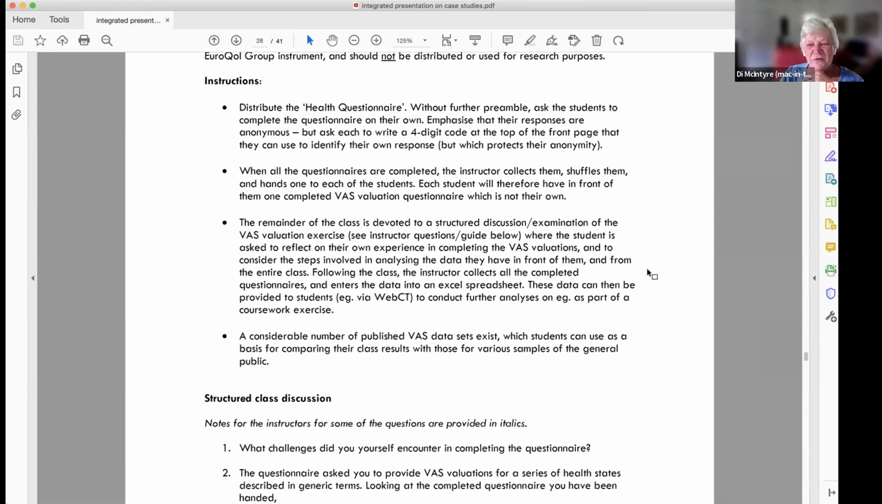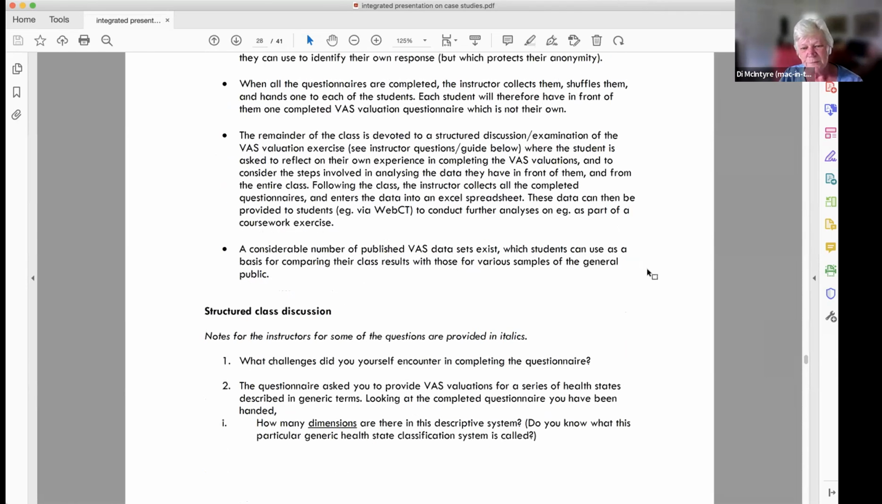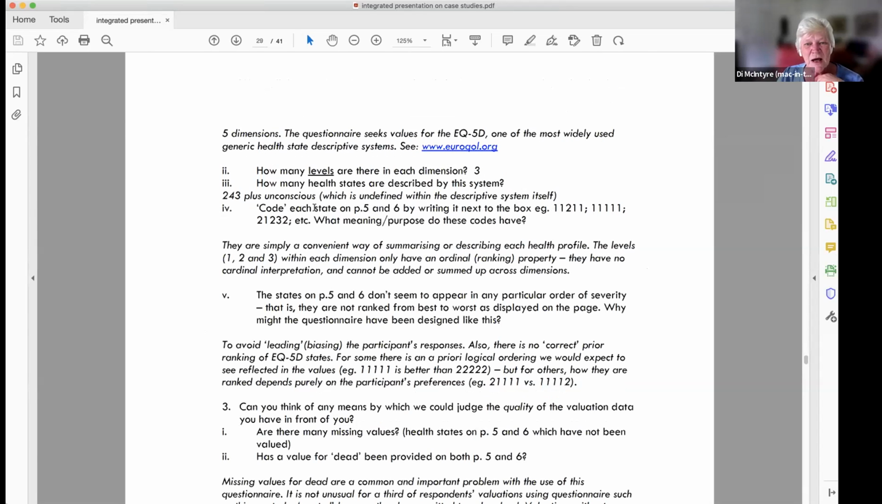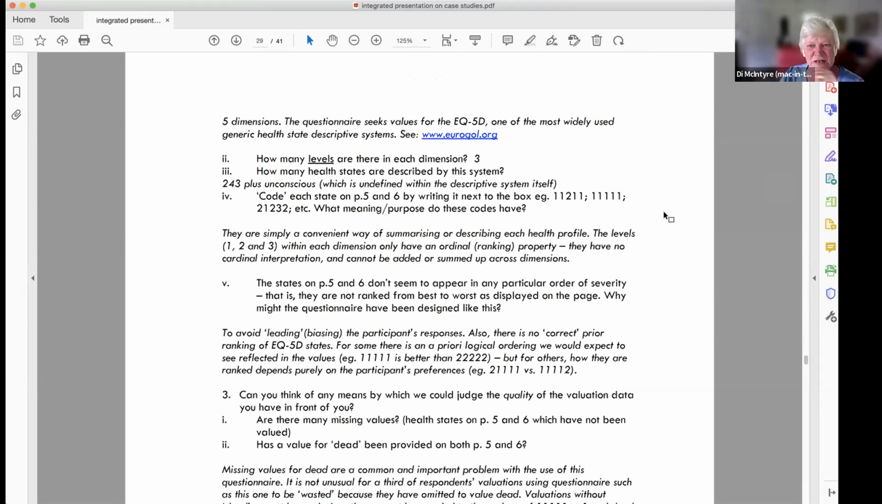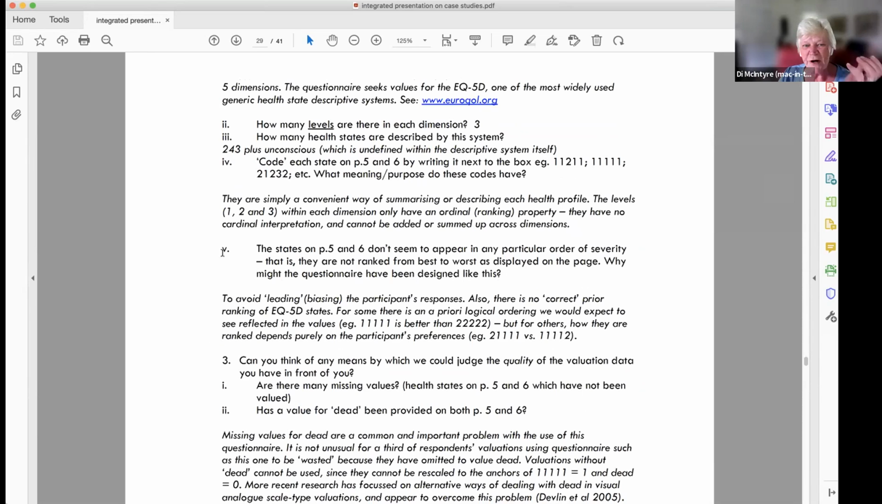And Nancy provides some suggestions about what you could pick up on. Some of them are, how many dimensions are there in the descriptive system, to get them to understand how it's structured, to allow people to actually learn the coding process, but also to highlight some of the issues around using these kinds of tools and what's good practice and bad practice.